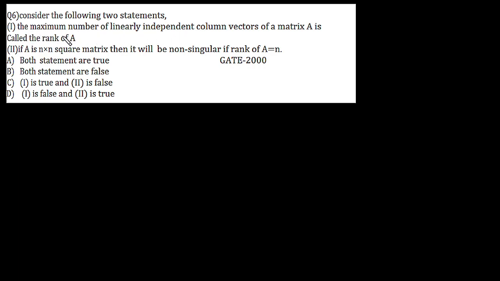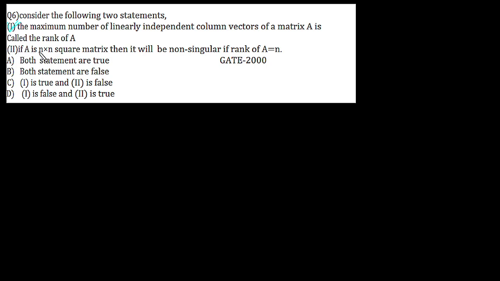The rank of a particular matrix is nothing but the maximum number of linearly independent rows or columns. Both are equal. Whether we count columns or rows, we still get the same rank. So yes, the first statement is correct, of course. Now let's move to the second statement.